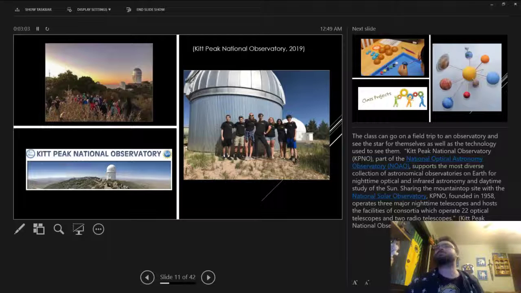Kitt Peak National Observatory, KPNO, part of the National Optical Astronomy Observatory, NOAO, supports the most diverse collection of astronomical observatories on Earth for nighttime optical and infrared astronomy and daytime study of the sun. Sharing the mountaintop site with the National Solar Observatory, KPNO, founded in 1958, operates 3 major nighttime telescopes and hosts the facilities of consortia which operate 22 optical telescopes and 2 radio telescopes. Kitt Peak National Observatory, 2019.